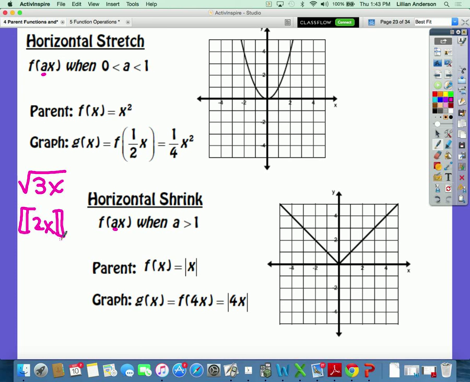Because a horizontal stretch has the same effect on the graph that a vertical shrink would have on the graph, or a horizontal shrink would have the effect on the graph that a vertical stretch would. So that's why you can't really tell from the graph. But if your number is between 0 and 1, you're horizontally stretching. And if it's greater than 1, you are horizontally shrinking.